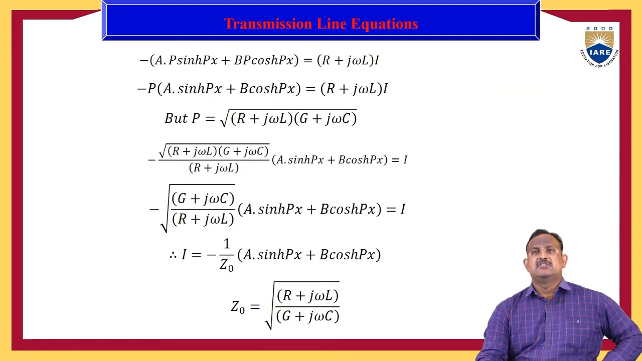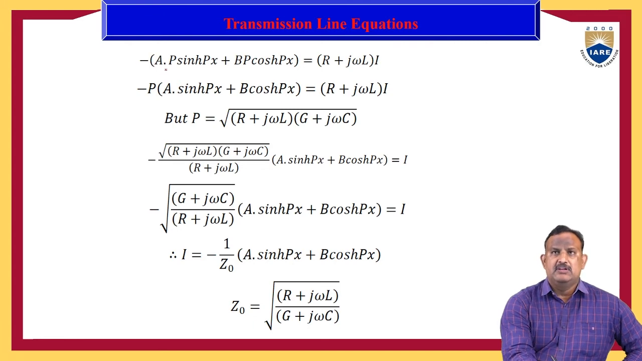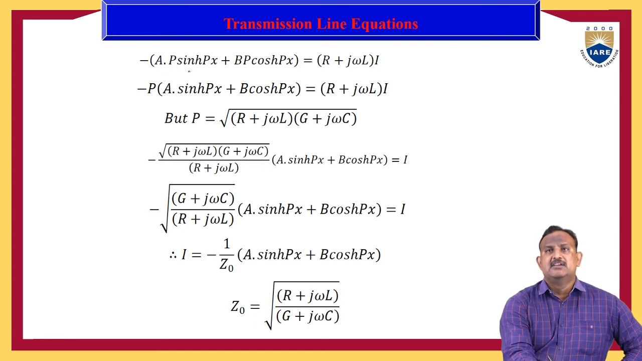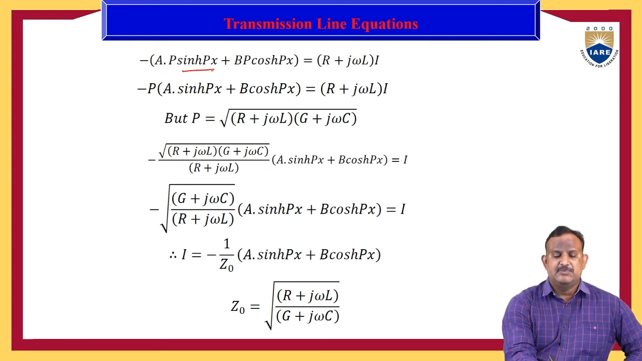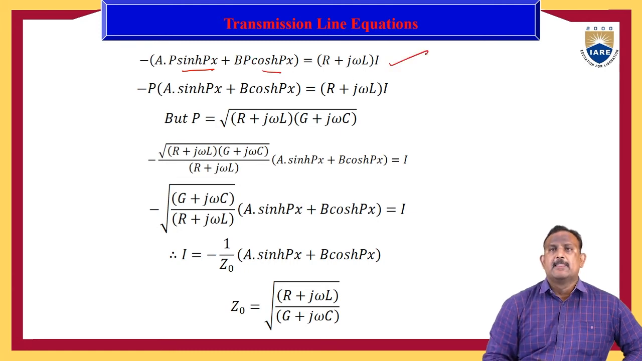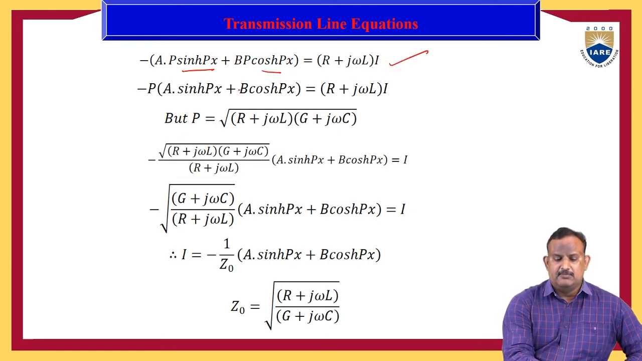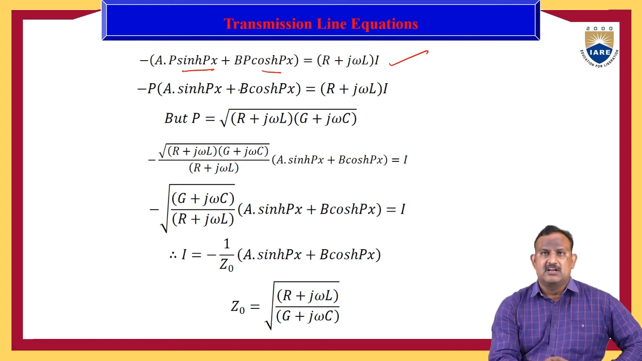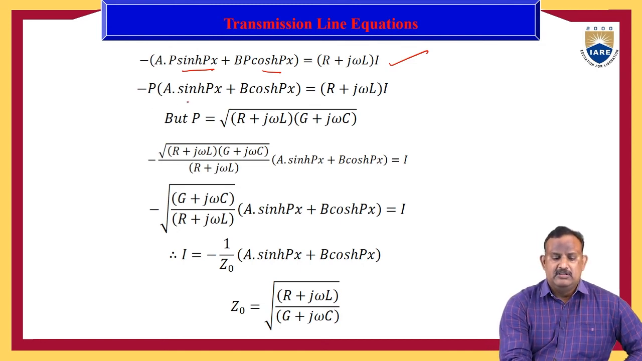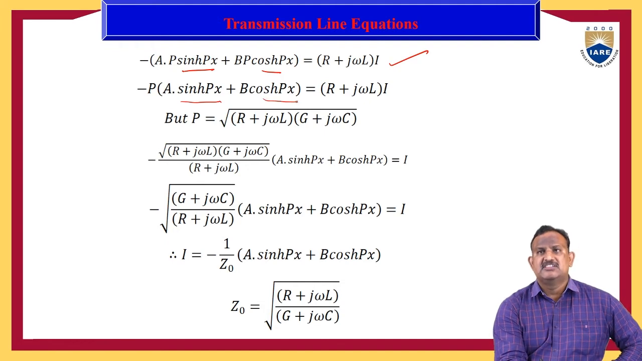Therefore, if you differentiate the equation, here it is minus of A into the differentiation of cos hpx, which is sin hpx into P, plus the differentiation of sin hpx, which is B into cos hpx into P, which is equal to (R plus j omega L) into I. Now if you take minus P as common, so minus P into (A sin hpx plus B cos hpx) is equal to (R plus j omega L) into I.